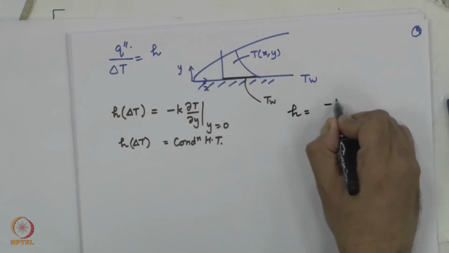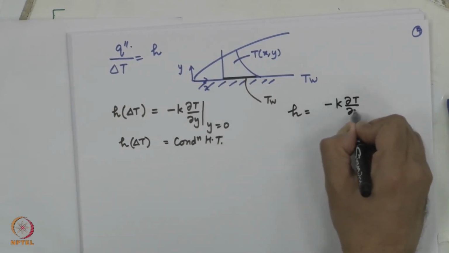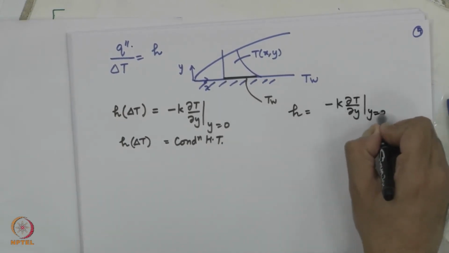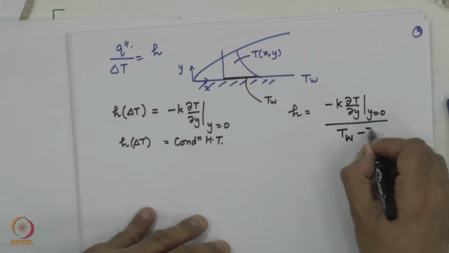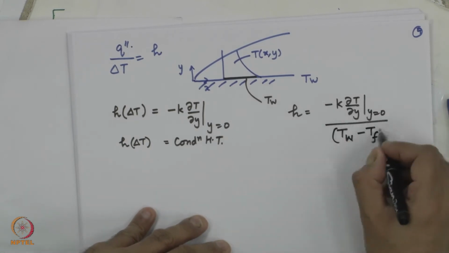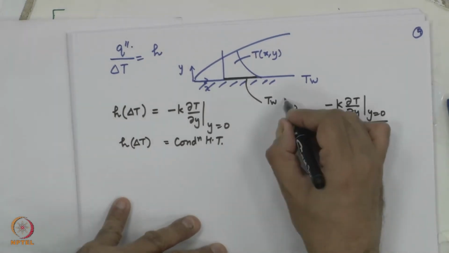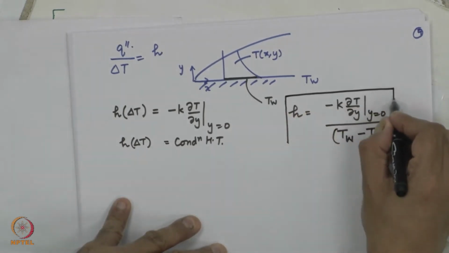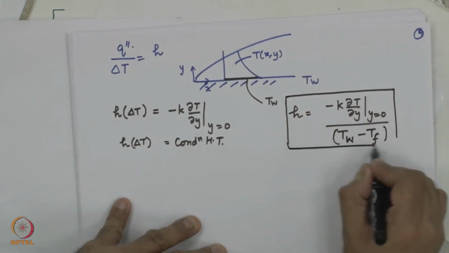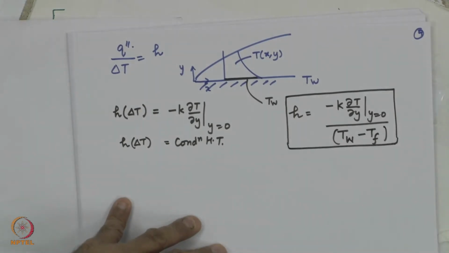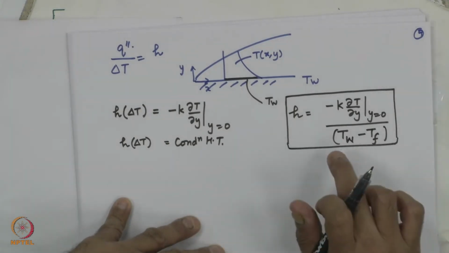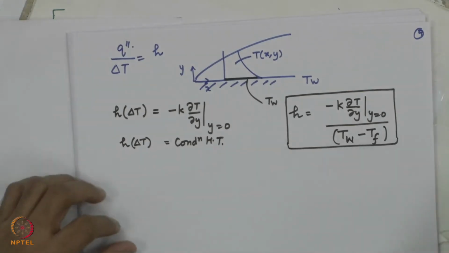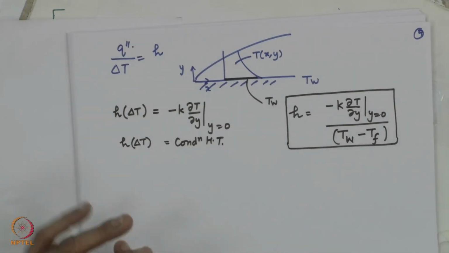Therefore, H is equal to minus k dT by dy at y equal to 0 divided by delta T, which is nothing but T wall minus T fluid, and we saw earlier this T fluid could be T infinity or T bulk mean, depending on what we want. If it is internal flow, it will be T bulk mean. If it is external flow, it is T infinity. So, this is the definition of heat transfer coefficient.